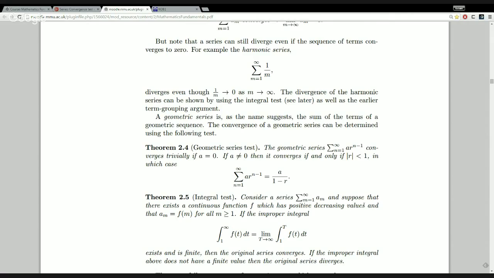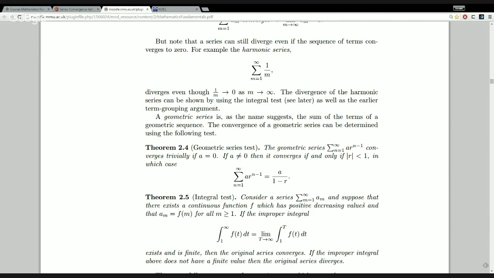So where it says it converges if and only if the absolute value of r is strictly less than 1, that means if the absolute value of r is strictly less than 1, it converges. If it's not strictly less than 1, i.e. the absolute value of r is greater than or equal to 1, then it's going to diverge. So it converges if and only if this inequality holds. If this inequality doesn't hold, therefore it diverges. And nicely, and this is kind of unique amongst the convergence tests we're going to look at, it actually gives you a formula for what the sum of the infinite series is: a over 1 minus r. So in the cases where it does converge, that is what the sum is going to be.